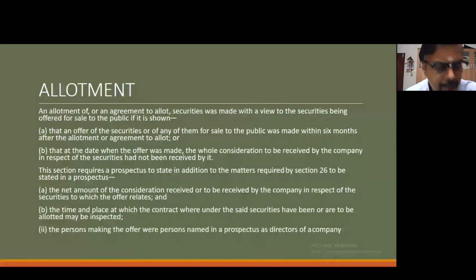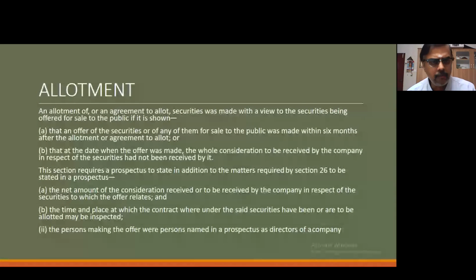An allotment of or an agreement to allot securities. An agreement to allot securities can be made between two parties. Let us say, for example, even in a private placement, I am running a company. I want to offer 1 lakh shares to a financial institution. It's like a private placement. So I will enter into an agreement. So an allotment of or an agreement to allot. If not today, I am giving an agreement that I will allot shares or securities 6 months down the line. So that's what is referred to here as an agreement to allot.